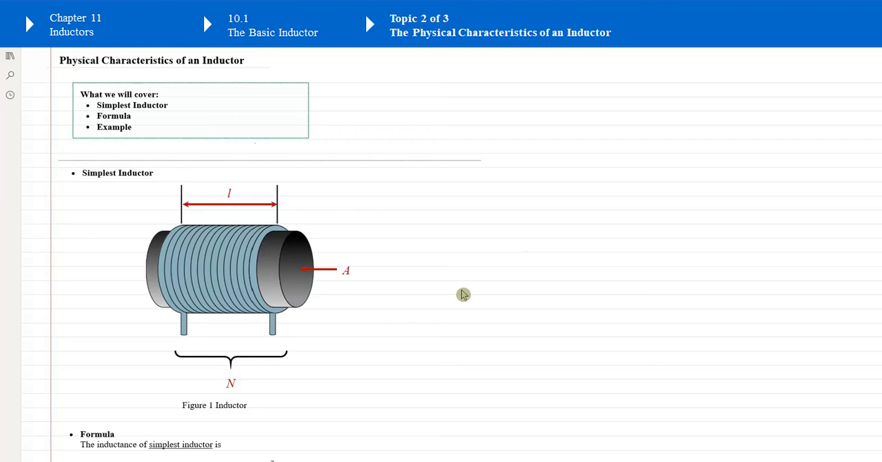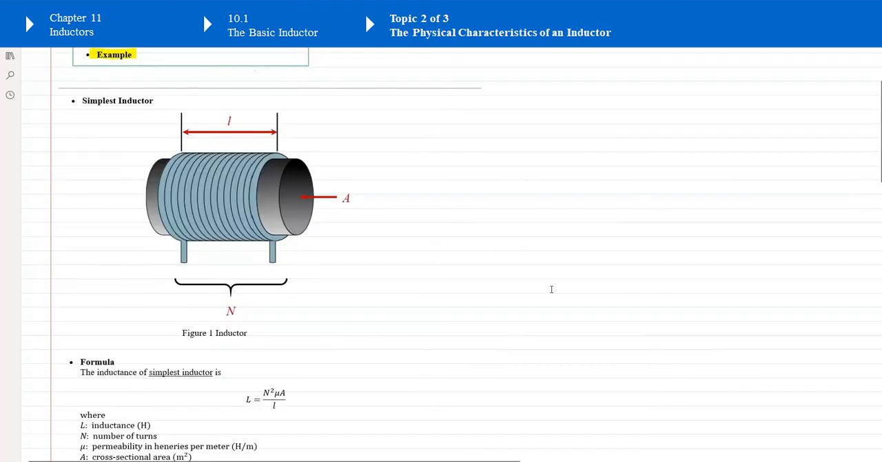In this lesson we talk about the physical characteristics of an inductor. We use the simplest inductor to explain the basic concept. We learn a formula to calculate the inductance of this simplest inductor, and then we have one example to show how to apply this formula.